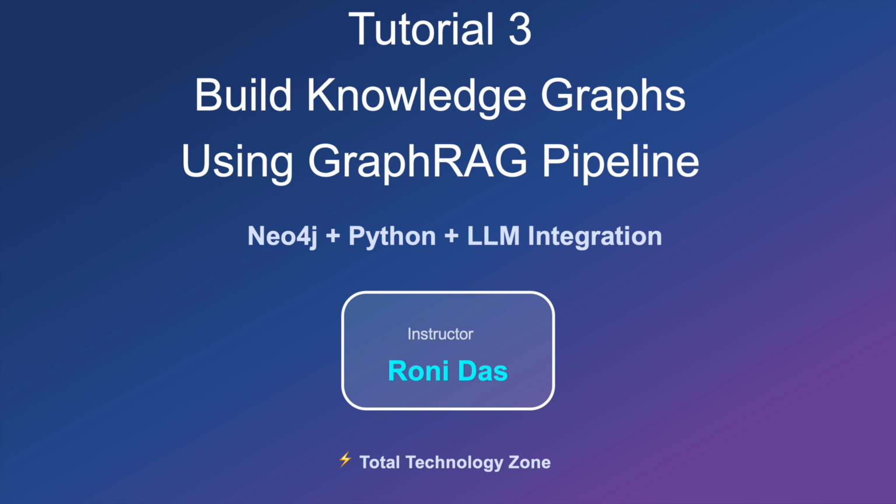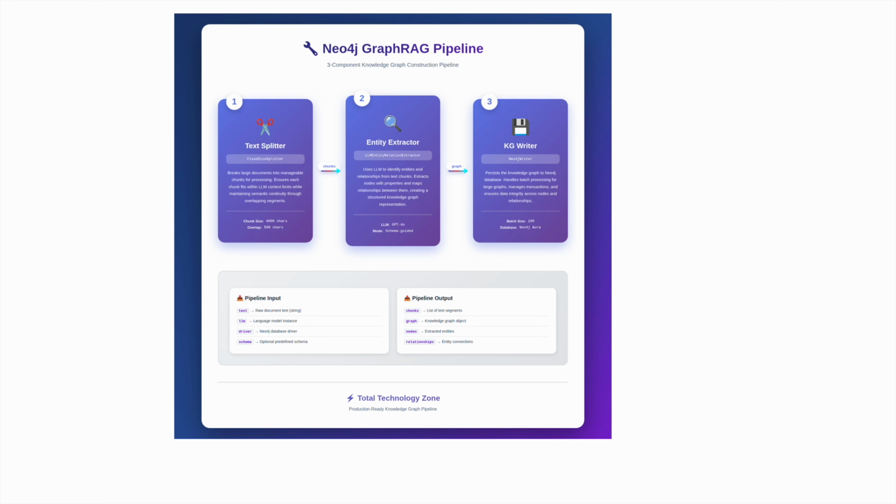This is tutorial 3, and in this tutorial I will show you how to use the GraphRAG Pipeline class to build your knowledge graph or knowledge base, whatever we can call it. If you remember, in the last class we did three things: schema extraction, entity extraction, and writing back to Neo4j as a knowledge graph.